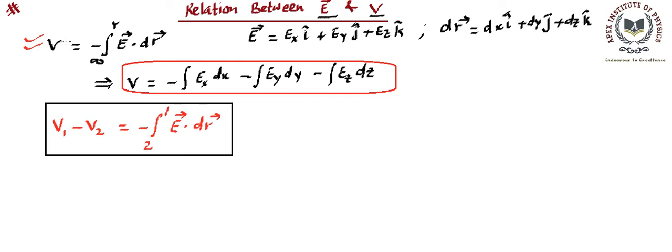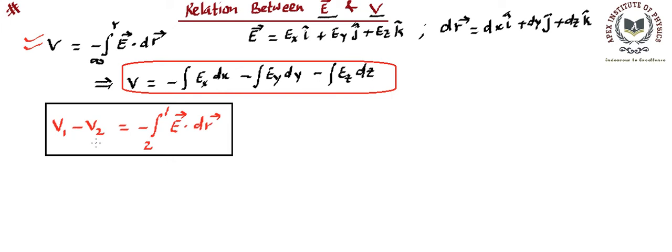So all these expressions indicate that if the field is known to us with respect to infinity, we can find the potential at any point. If the field is known to us in terms of Cartesian coordinates, we can find out the potential. If the field is known to us and we need to find the potential difference, we can use this expression. So this is finding out potential out of electric field.